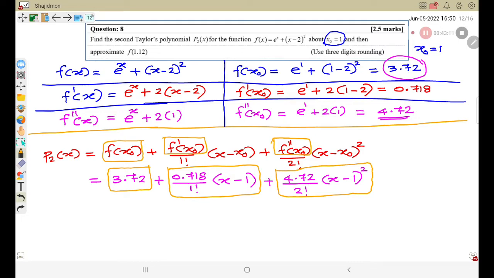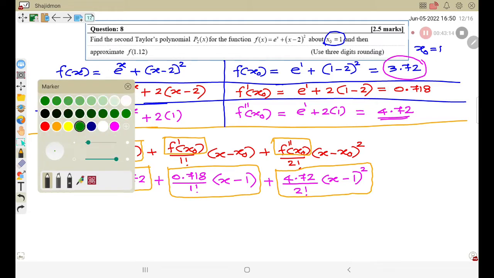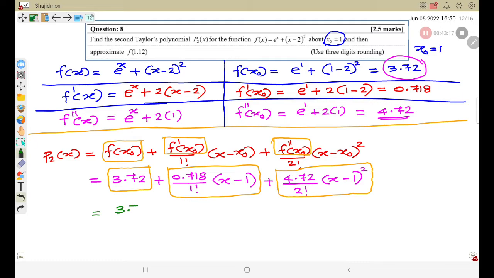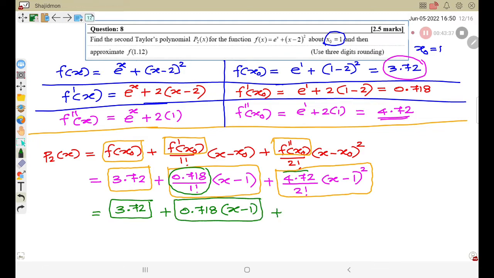Okay, now once you got, just simplify one time. Okay, so equal, first number is 3.72 same, plus you can check this number in your calculator, 0.718 divided by 1 factorial, same 0.718, multiply x minus 1 same, plus now check this number in your calculator, 4.72 divided by 2 factorial, correct? It is 2.36. All calculation 3 digits rounding, okay? Multiply x minus 1 power 2. This is the value p2 of x.